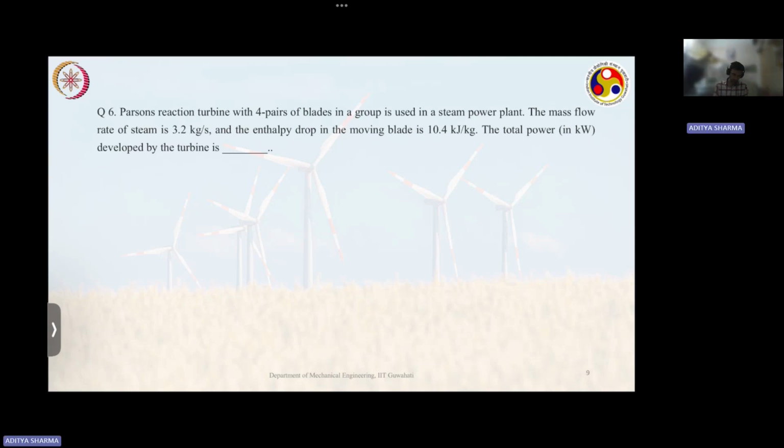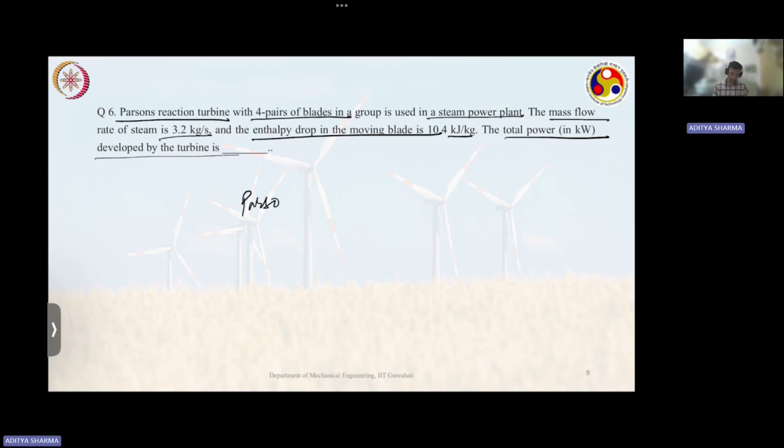So this is your question number 6, which says that a Parsons reaction turbine with 4 pair of blades in a group is used in a steam power plant. The mass flow rate of steam is 3.2 kg per second, and the enthalpy drop in moving blades is 10.4 kilojoule per kg. So the total power developed by the turbine is?